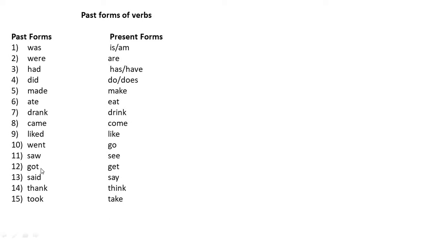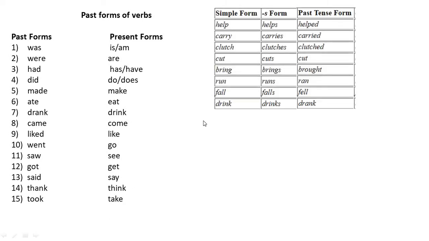Saw into see or sees. Got, get or gets. Said, say or says. Took into take or takes. Think or thinks. Now, these are the base forms right in front of you. They are not having s or es. Now, let me show you some verbs with s forms.